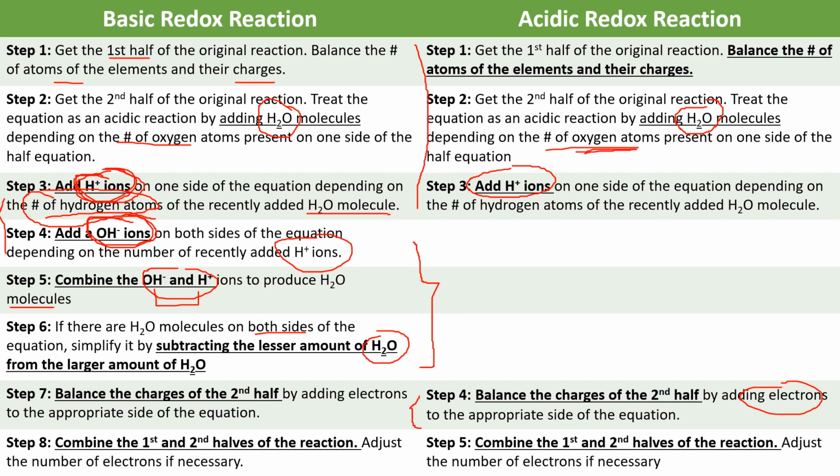And then, you balance the second half by adding electrons to the appropriate side. And then, lastly, you combine the two halves of the reaction. Sa acidic redox, mag-balance sa first half, mag-add ng water molecules, depende sa oxygen atoms, and then mag-add ng H ions, depende sa number ng H atoms meron dun sa water molecule na kaka-add, and then you balance the second half by adding electrons, and then finally you combine the first and the second halves of the reaction.